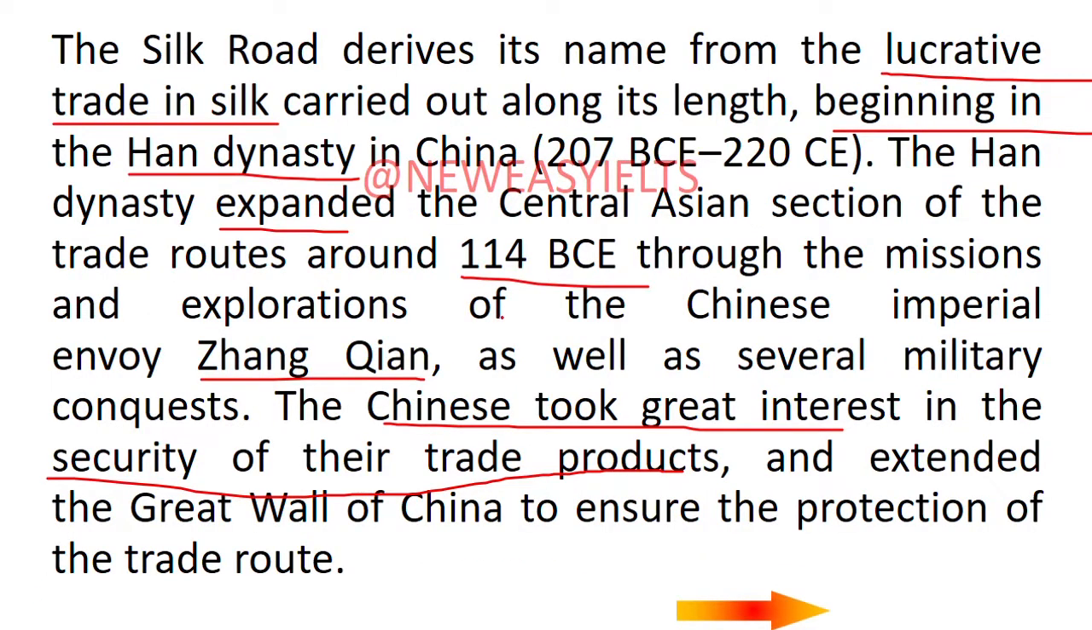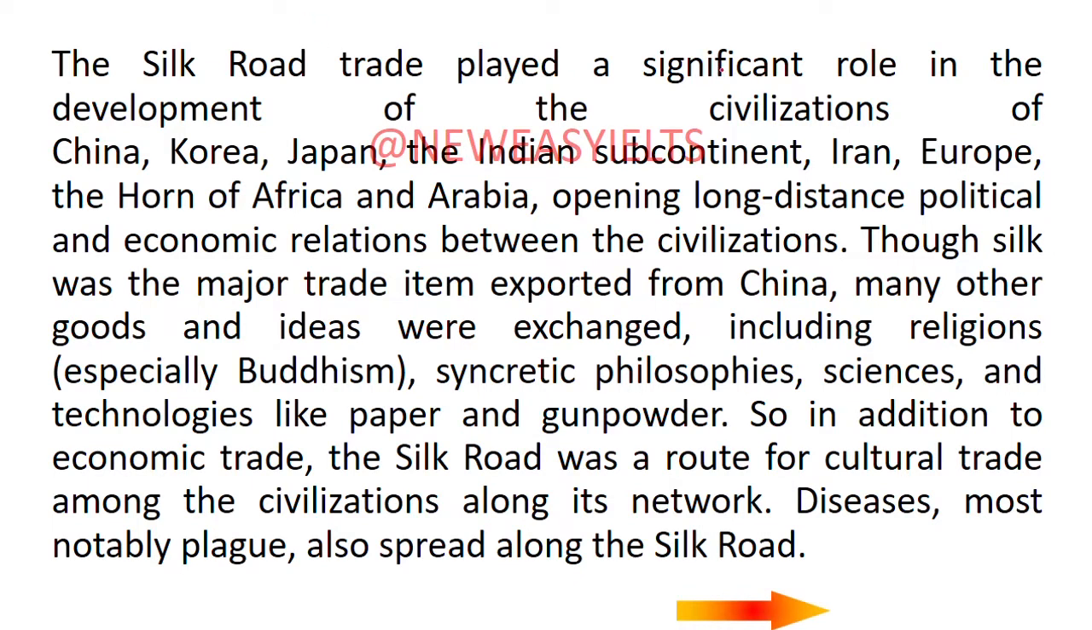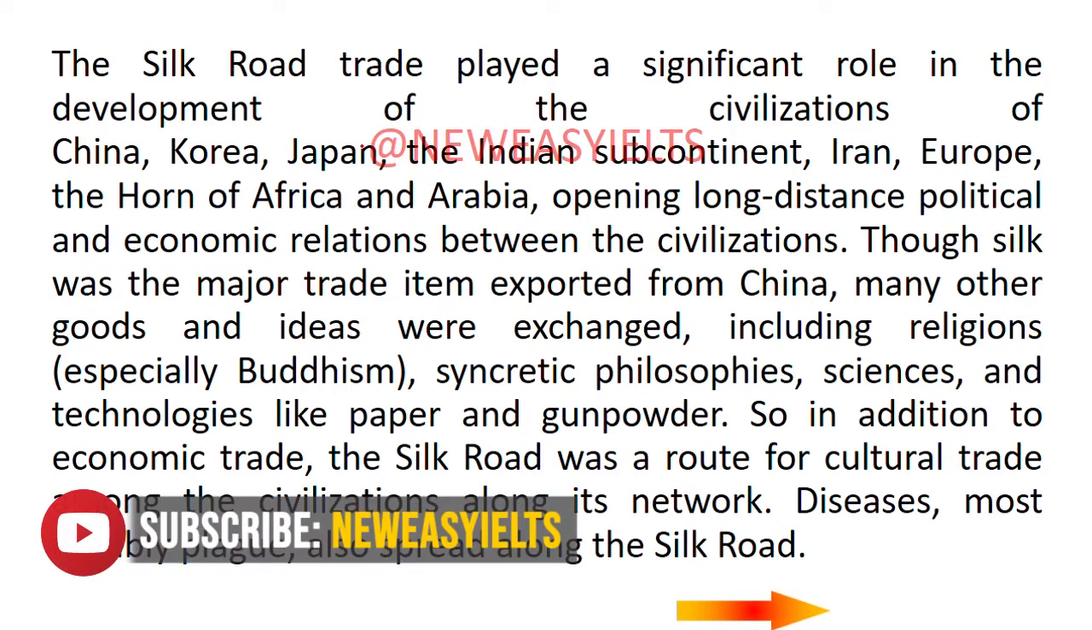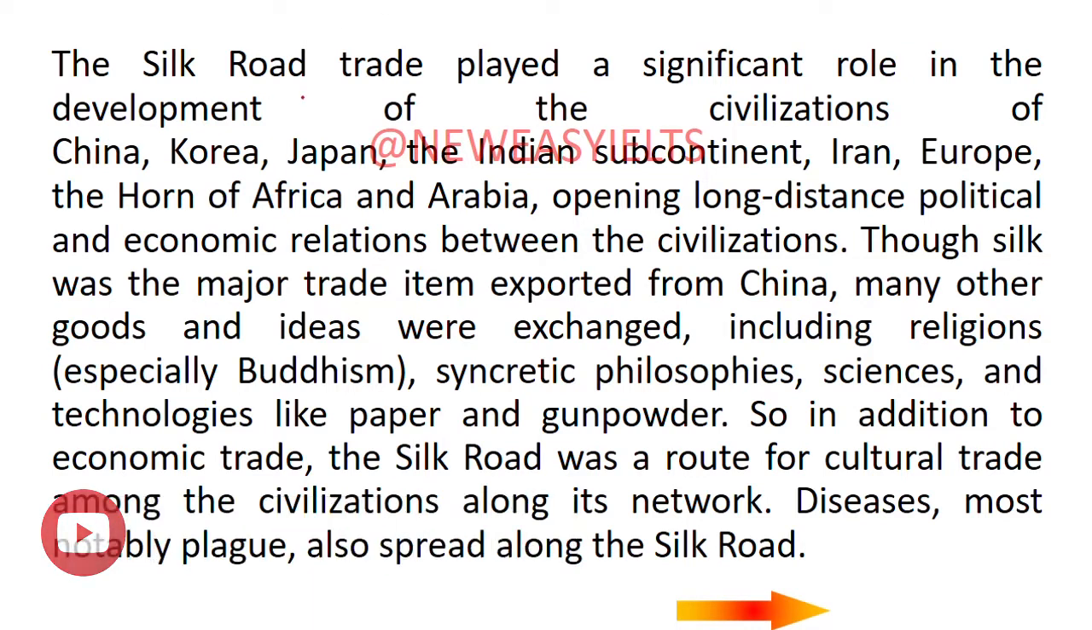Where we left, and extended the Great Wall of China to ensure the protection of the trade route. Nothing is in the second para. Now move on to the third para. The silk trade played a significant role in the development of the civilizations of China, Korea, Japan and Indian subcontinent. Okay, we got nothing. Opening long distance political and economic relations between civilizations. Okay, though silk was the major trade item, we got the word silk was major trade item, means that silk was mostly traded good along the silk route.